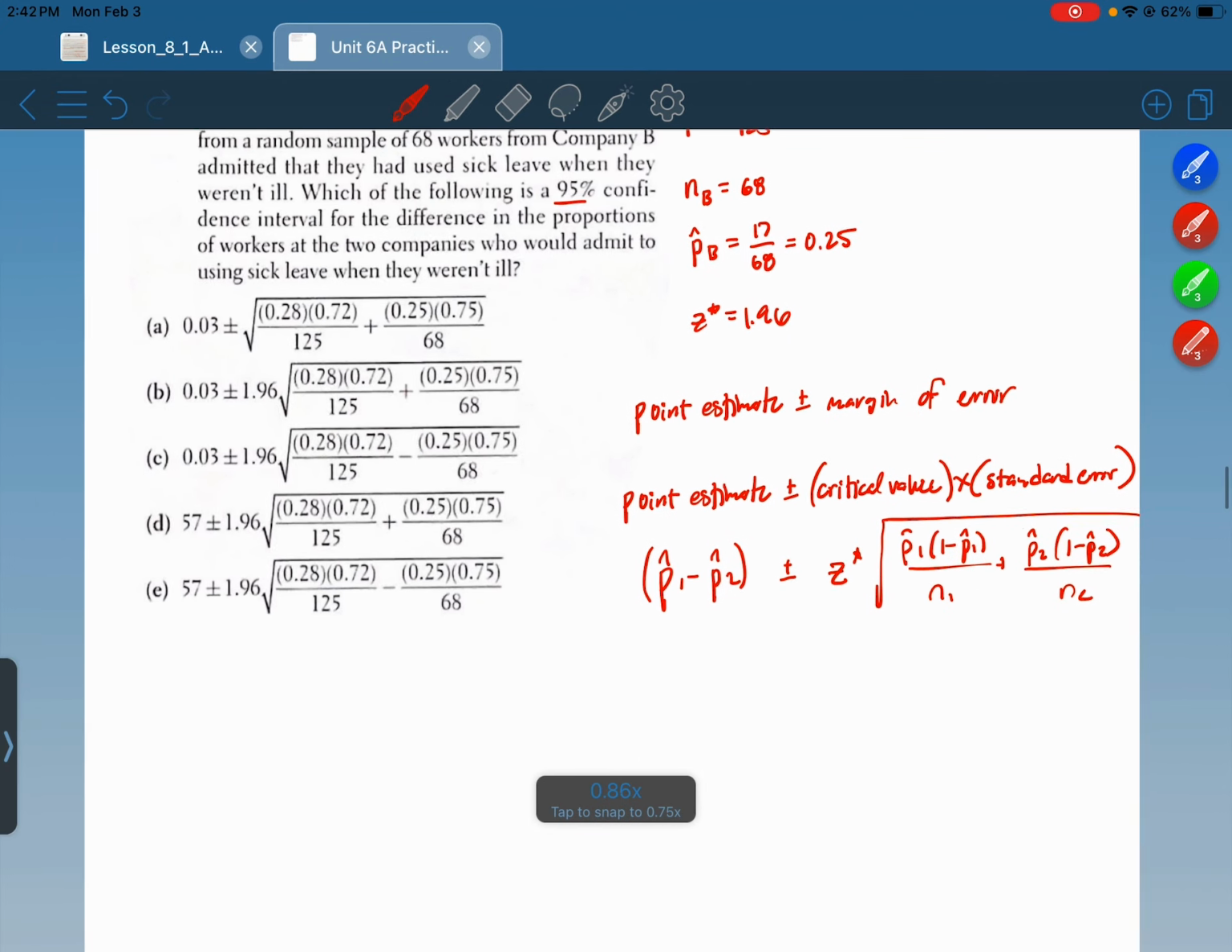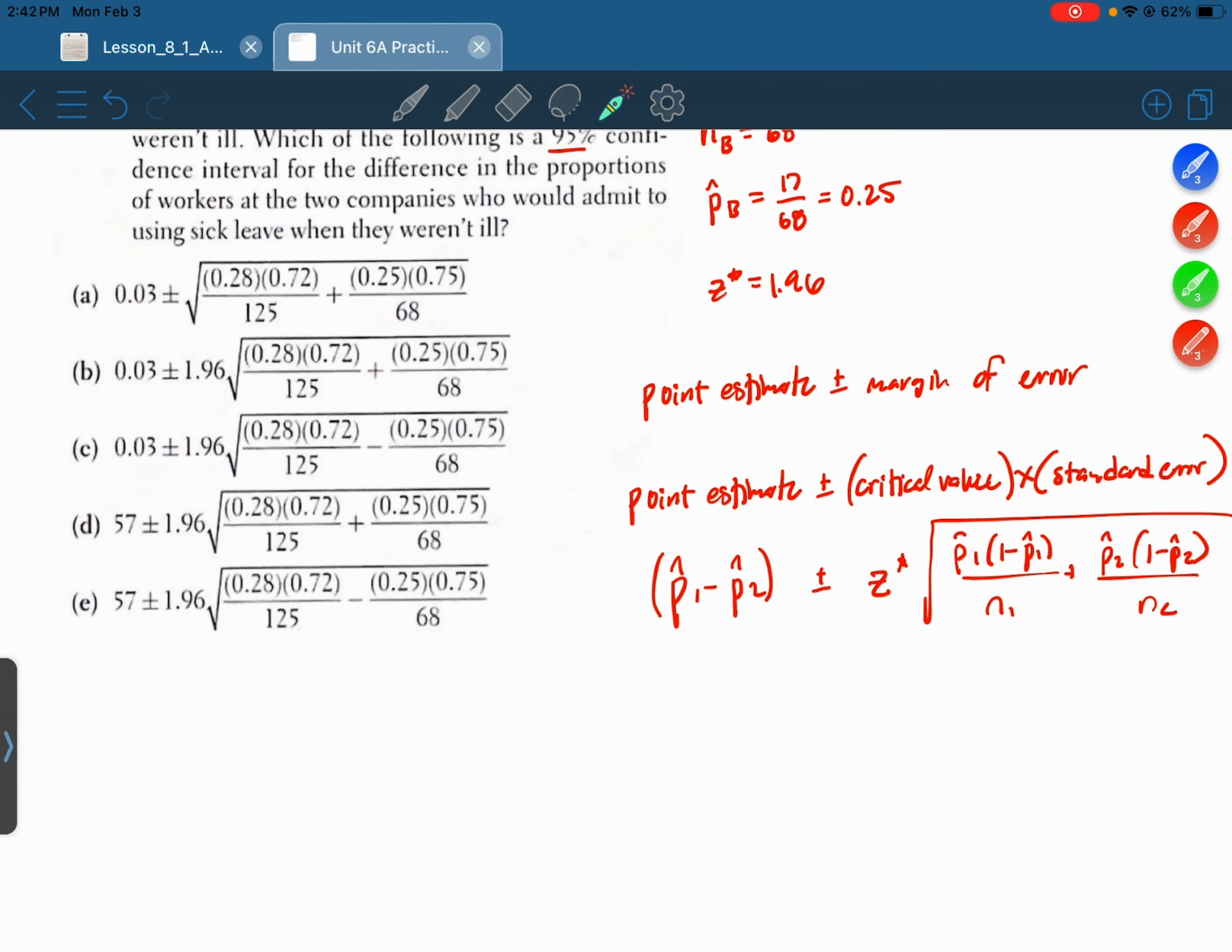Okay. All right, so here, let's use the specific formula to start eliminating choices. I could eliminate E because it has a minus there when it really should be a plus. I could eliminate A because it's missing the z-score. Or we could eliminate C because it also has a minus sign instead of a plus. That just leaves us with B and D.